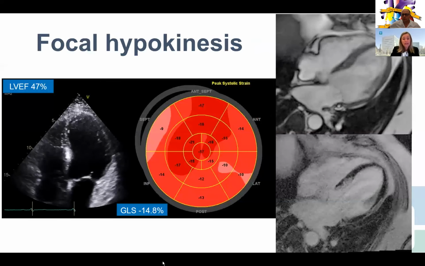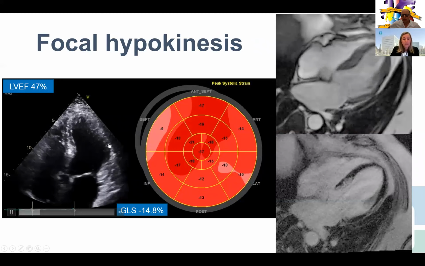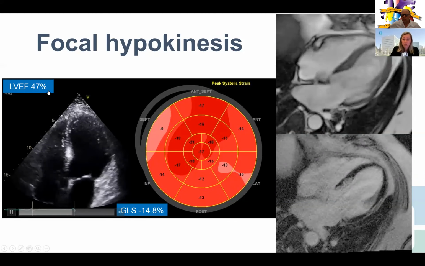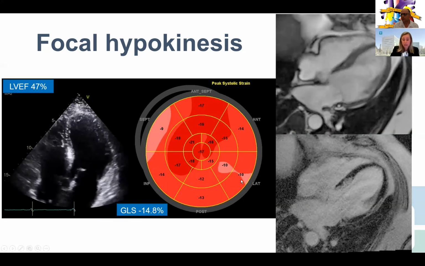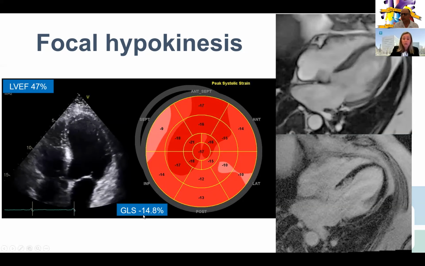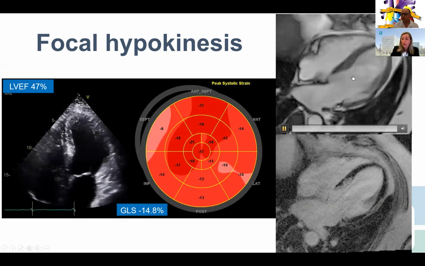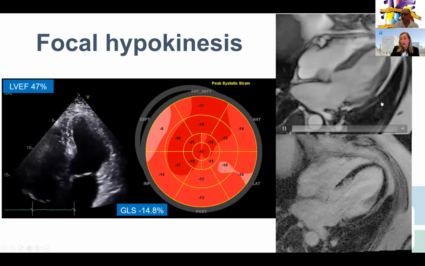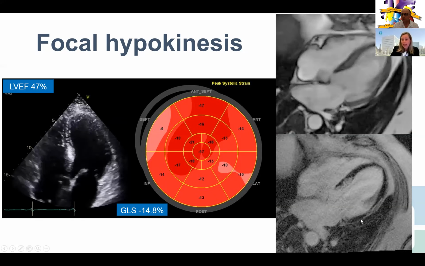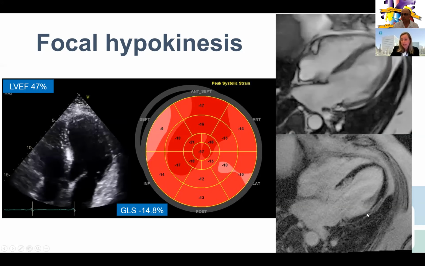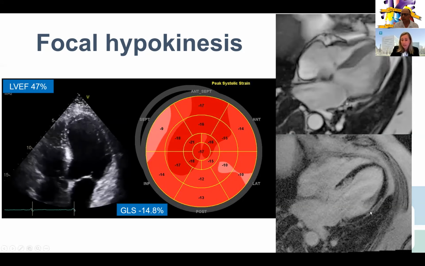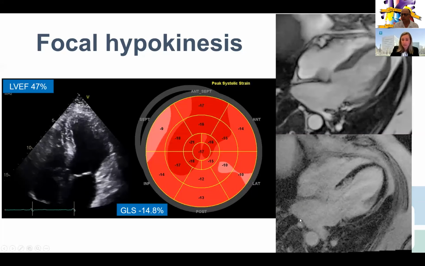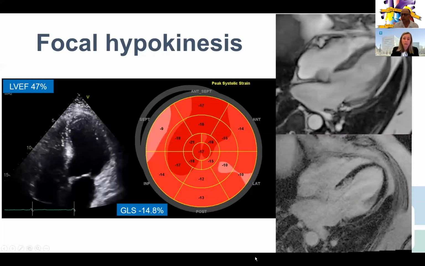Perhaps a more extreme example, here we see hypokinesis in the mid-lateral wall with a reduced ejection fraction. Again, we see reduced strain in this area, both in the basal septum and the mid to basal lateral wall, reduced strain of minus 14.8. Hopefully you can see this cine image here for MRI, which has got some hypokinesis in a similar way to the echo 4-chamber view, where you have reduced function there, and then corresponding thinning and increased delayed enhancement in the mid-lateral wall here and also in the basal inferoseptum. So perhaps a slightly more obvious case.